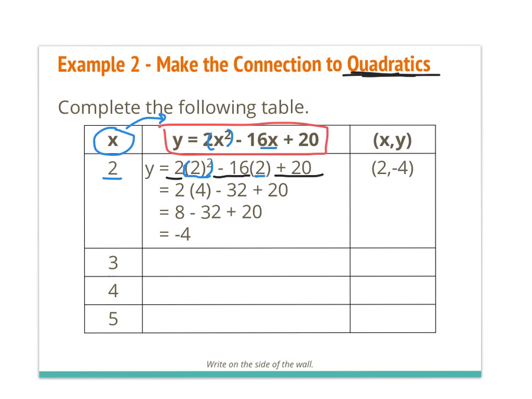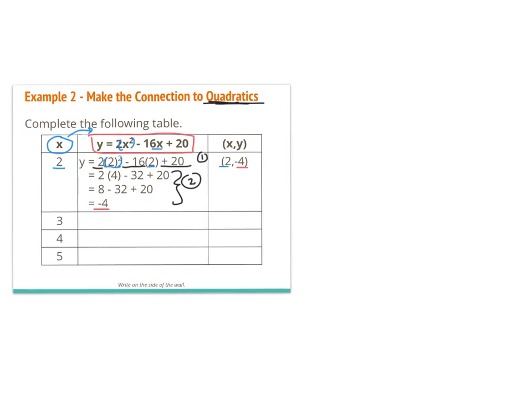It's pretty simple. Again, first thing I did was substitute. All of this stuff is just going to be solving. So first I'm going to have 2 times 4, which is 8, minus 32 plus 20. 8 minus 32 plus 20 is going to be -4. You can use the calculator for this, okay, although you should be able to do this in your head. So then I'm going to have 2 and -4.